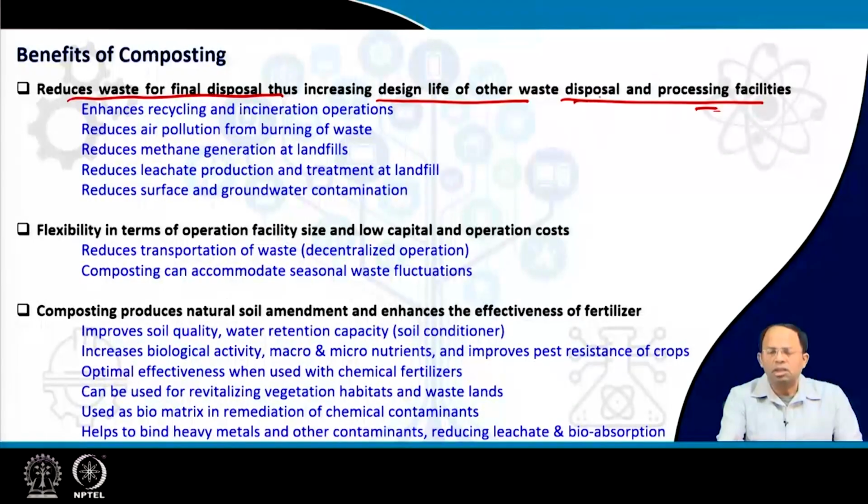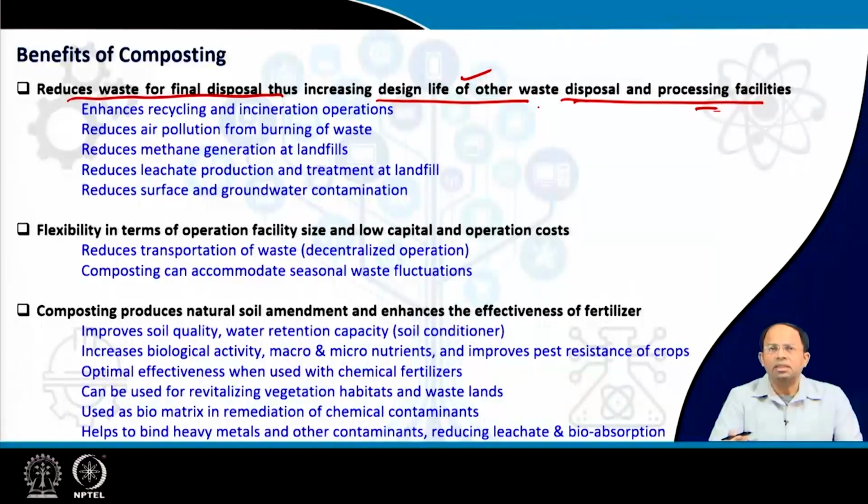Now, processing or disposal facilities could be a landfill site, an incineration plant where waste is incinerated or converted to energy, or a co-processing plant, or wherever it is. That means if I do composting, then automatically what happens? The contamination of the dry or recyclable waste reduces, and we can use those recycling facilities more efficiently. And also, in the case of landfills or some other facilities, the design life, or the period for which those facilities are designed, could be extended.